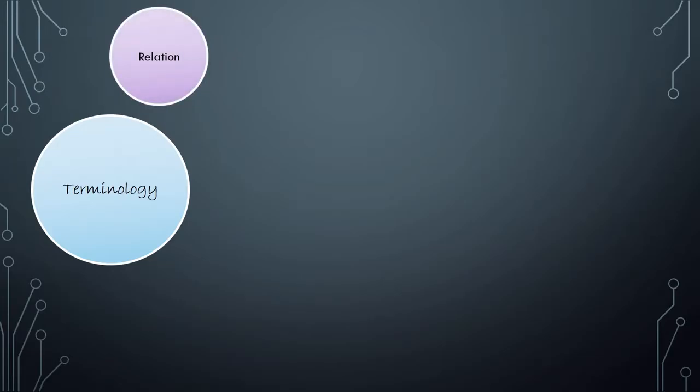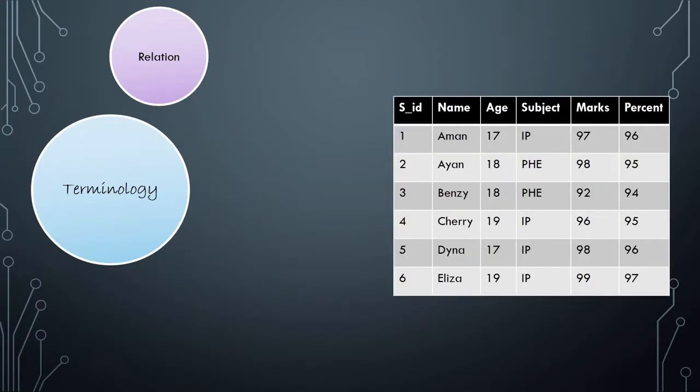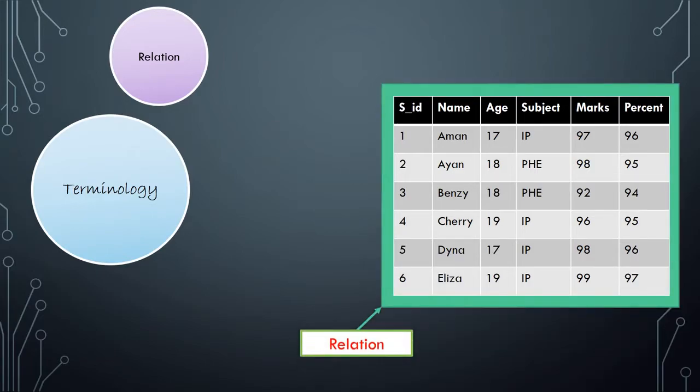What is a relation? As I told you earlier, a table in RDBMS is known as a relation, or you can say that a relation is a 2D matrix which is in the form of rows and columns. So here we are having a table, and the complete table is known as a relation. The table is formed of rows and columns. Rows are the horizontal ones, columns are the vertical ones, and the complete table is known as relation.